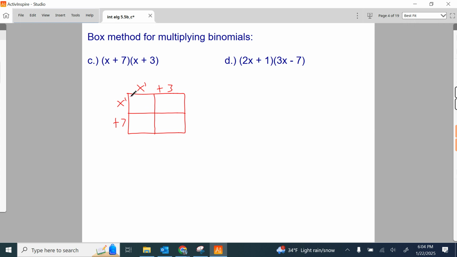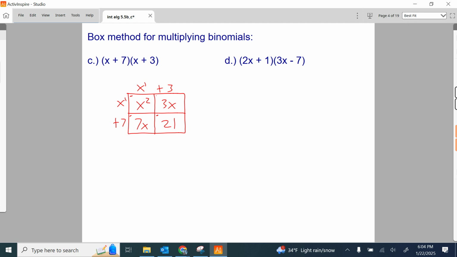Okay, so in this first box right here, I'm going to have x1 times x1, which is going to create x to the power of 2. Okay, and then in my lower box here, I'm going to have 7 times x, which is going to create positive 7x. Top right, I'm going to have x times positive 3, which is going to create 3x positive. And down in this lower box, we're going to have 3 times 7, which is going to create positive 21. Okay, so there is what you get using the box method.